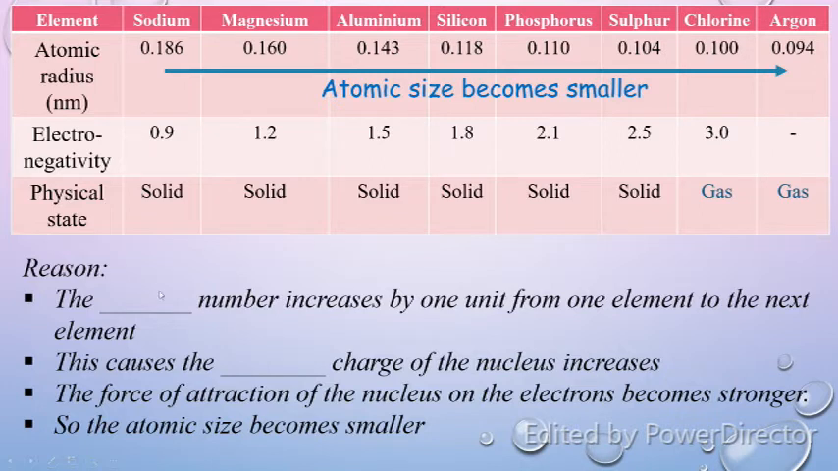When the proton number increases, the positive charge of the nucleus will increase as well, because protons carry positive charge. When the positive charge of the nucleus increases, the force of attraction of the nucleus on the electrons becomes stronger. So the atomic size becomes smaller. You have to learn how to give the explanation.